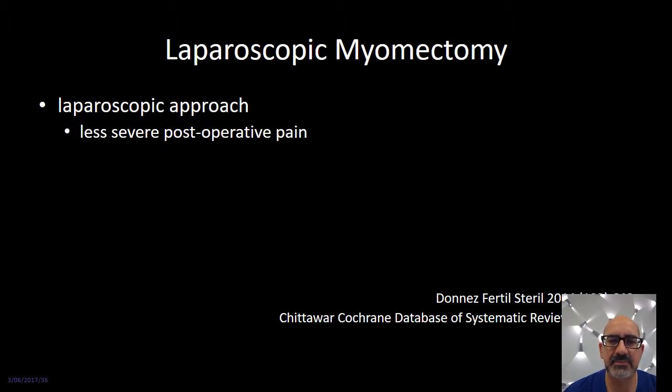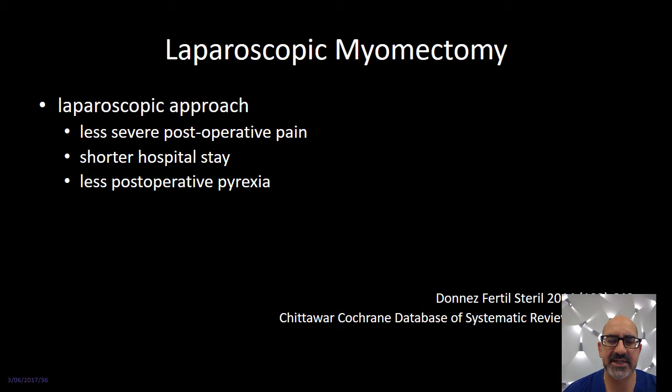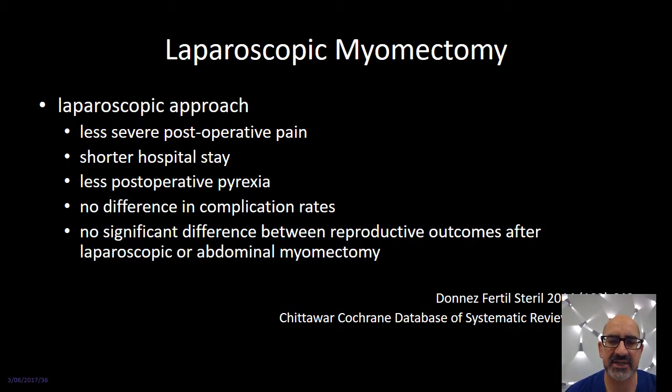The laparoscopic approach is associated with less severe postoperative pain, a shorter hospital stay, less postoperative pyrexia, and there's no difference in complication rates. There's no significant difference between reproductive outcomes after laparoscopic or abdominal myomectomy, though initial reports had suggested that there may be an increased dehiscence rate.